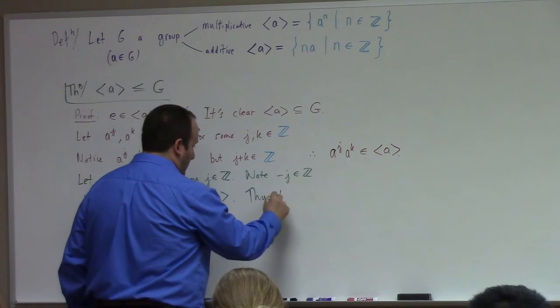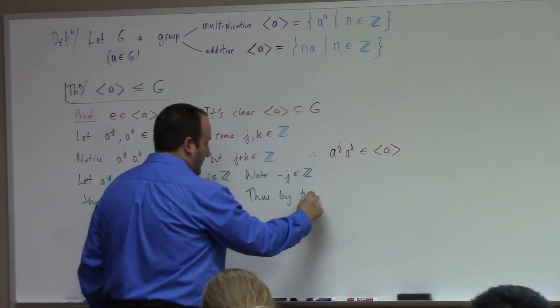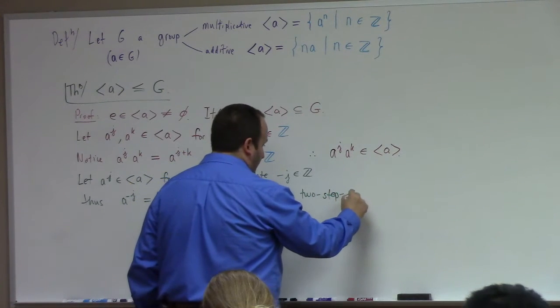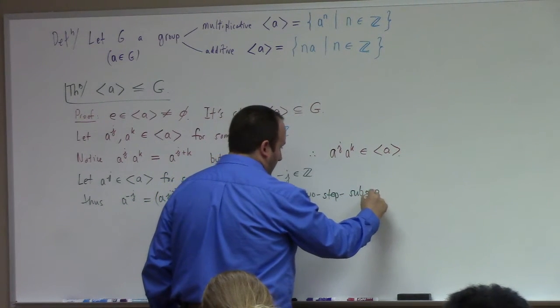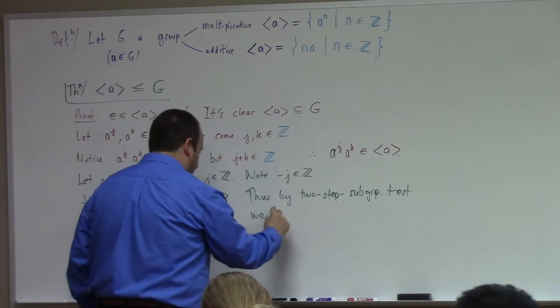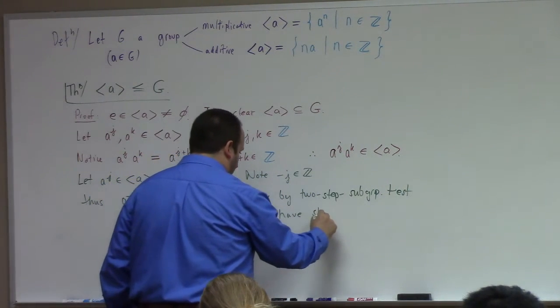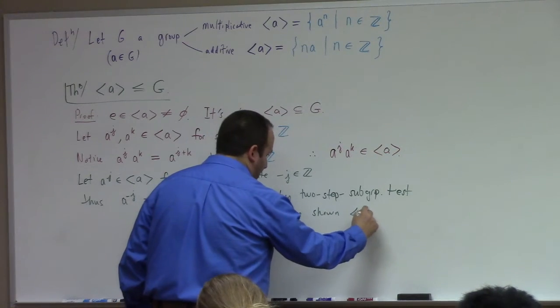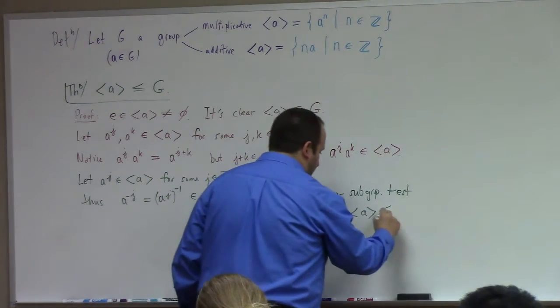Thus, by the two-step subgroup test, we have shown that the cyclic subgroup generated by a is a subgroup of G.